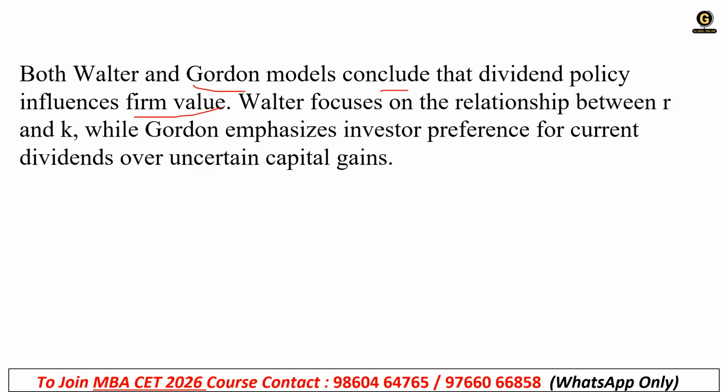This is related to your retained earnings, which is the extra profit that the company is having. Walter focuses on the relationship between R and K, the rate of return on investment and the cost of equity, while Gordon emphasizes investor preferences for current dividends over uncertain capital gains. So both are explained from both ways, and the result concludes that dividend policy is influencing the firm's value. So this theory is very important.